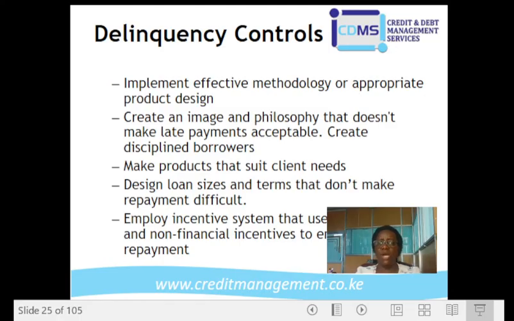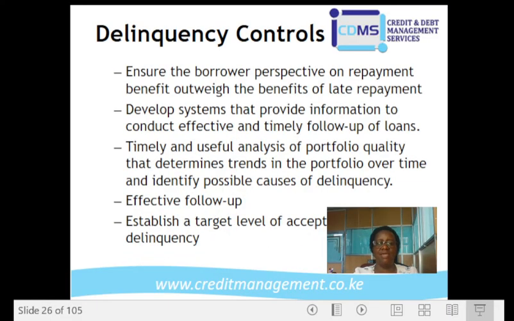Then the other one is you can employ an incentive system. This is where you have some form of rewards, or they could be non-financial incentives to encourage customers to make repayment. For example, you can have incentives whereby you are calling customers even for training. We said one of the key contributors of non-payment is lack of financial knowledge. You can make some trainings. Customers will pay you on time. You invite them to these trainings. They are trained and they become better in running their business.